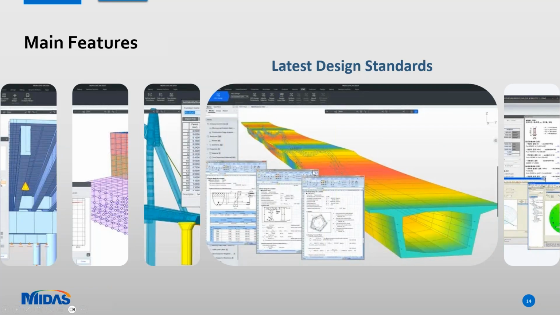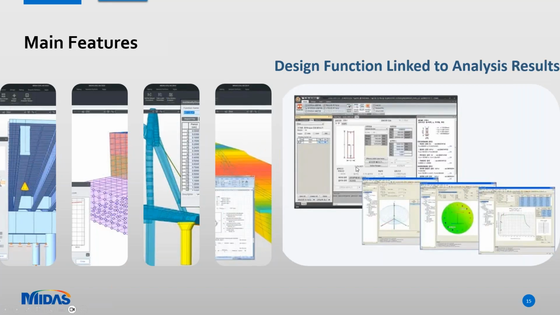Different design standards. Within the software, if you are interested to perform the design and get the capacities and stress checks, you can select that particular corresponding code, and we can get customized design reports in the software. And finally, the functions linked to the analysis results.